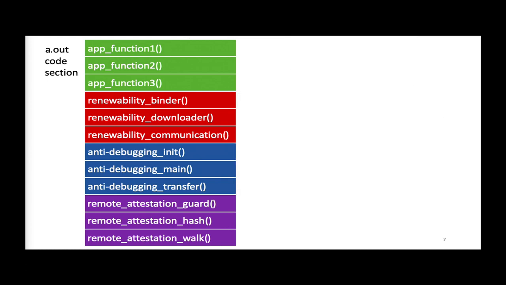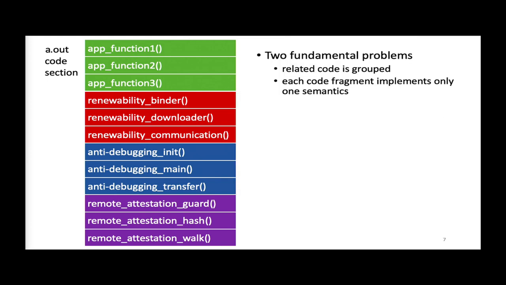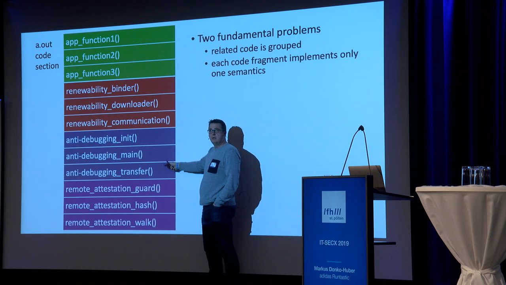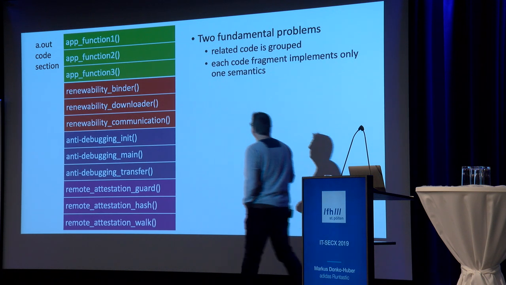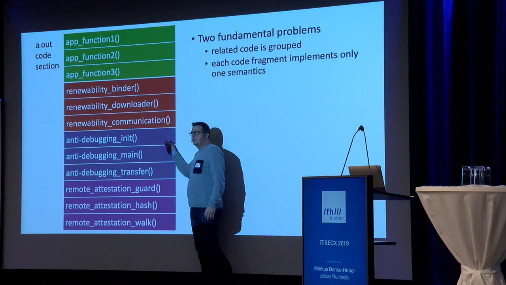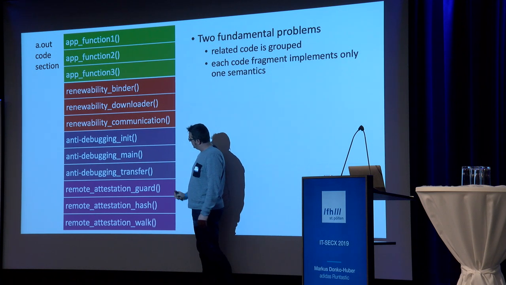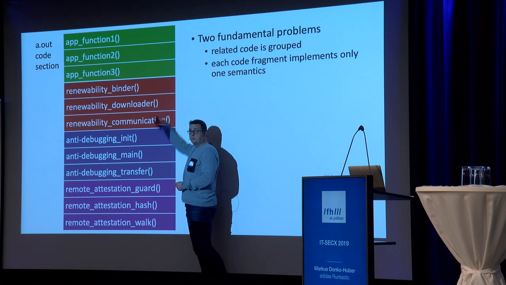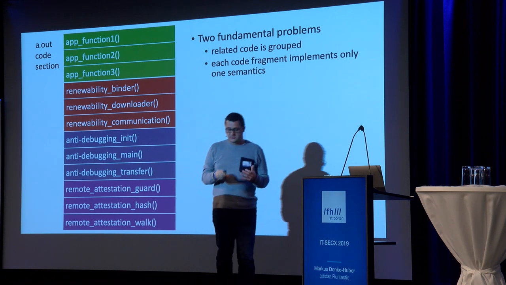There are two problems with this. First problem is that related code is grouped. That means that if an attacker finds one routine of your anti-debugging protection, he immediately can spot the other routines in there, which eases the reverse engineering. And the other is that each fragment that's linked in here, for development ease and for the separation of concerns, only implements one function in your whole protection. There's no piece of code here that supports multiple protections or that implements part of the original application and parts of a protection. And that's also problematic.